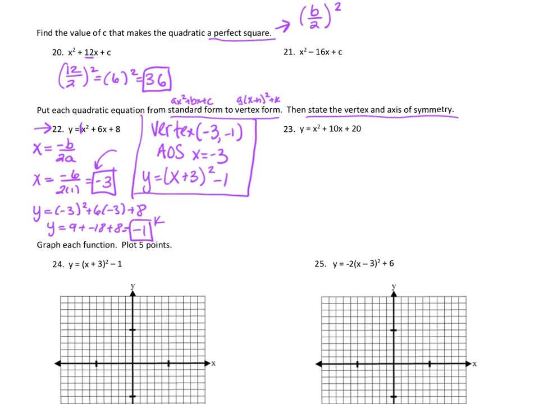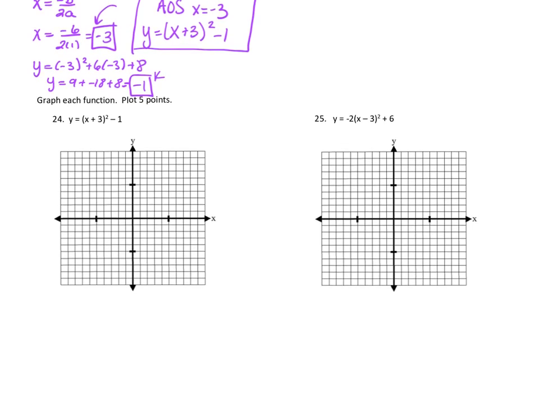We use the same idea when we graph, because now we're going to graph these equations that are in vertex form. Remember, whatever's in the parentheses is left or right, and plus is left and minus is right. Whatever's on the outside is up and down, plus is up, minus is down. So this is saying I'm going to shift left 3, down 1. My vertex is going to start right here, left 3, down 1.